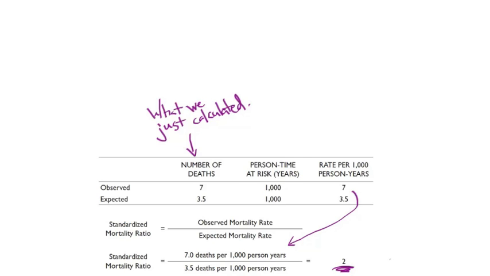So what does this mean? This means that the observed mortality rate was 2 times higher than what we would expect if welders had the same lung cancer mortality risk as members of the community.